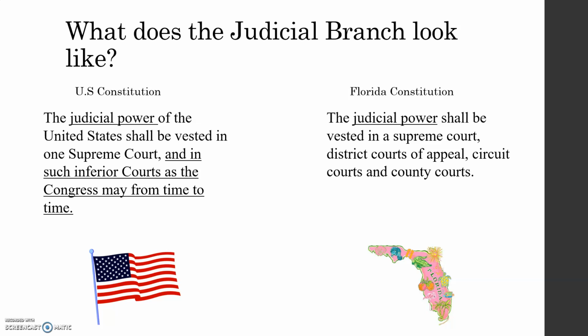The judicial power of the United States shall be vested in one Supreme Court, and in such inferior courts as the Congress may from time to time establish. It means add more courts as need be. The Florida Constitution, the judicial power shall be vested in a Supreme Court, a District Court of Appeals, circuit courts, and county courts, going all the way to like Palm Beach County Courthouse.